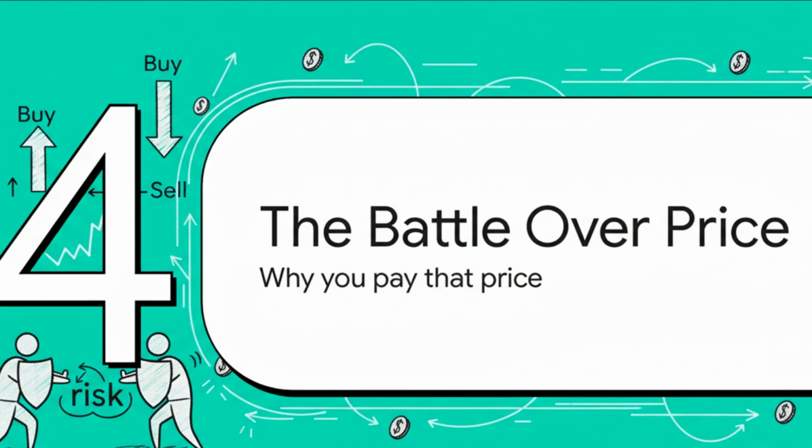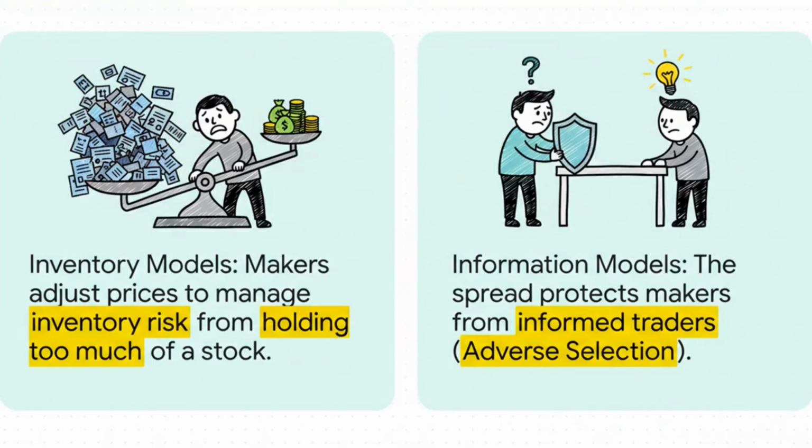Now, you've probably seen this. There's never just one price for a stock, is there? There's the price to buy, and then there's a slightly lower price to sell. That little gap between them, that's the famous bid-ask spread. And it's not there by accident. It's the cost of doing business, and it all comes down to managing risk. So why does the spread even exist? Well, there are a couple of big theories. The first one is called the inventory model. Think about it. If a market maker ends up buying way too much of a stock, that's risky for them. So they'll widen the spread, lower the price they're willing to pay, and raise the price they're selling for to manage their inventory.